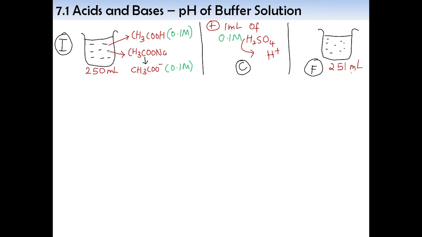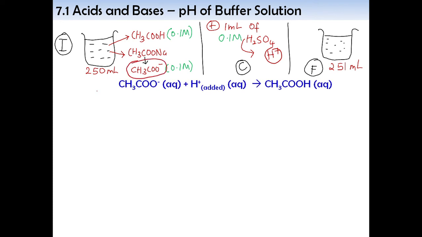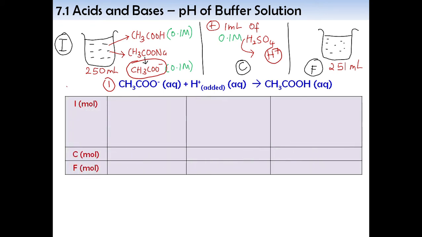But what is our first step? Equation. H2SO4 is a strong acid, dia akan bagi H+. Acid tak boleh consume acid, jadi conjugate base will react. First is the equation between CH3COO minus with H+. So dah siap equation. Step yang kedua, construct your ICF table in the form of mole. This is the formula for mol, MV over 1000. Jadi buat dulu untuk CH3COO minus, M dan V.